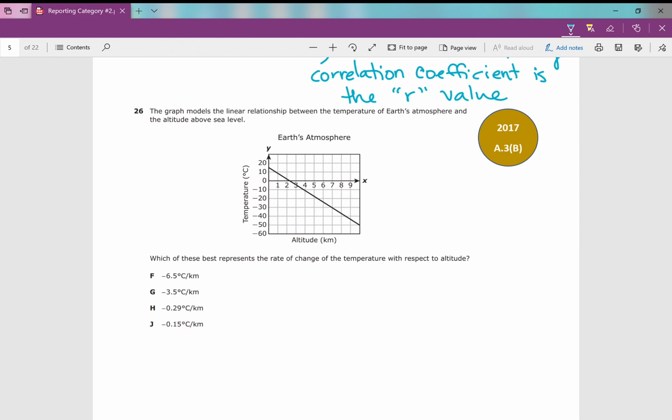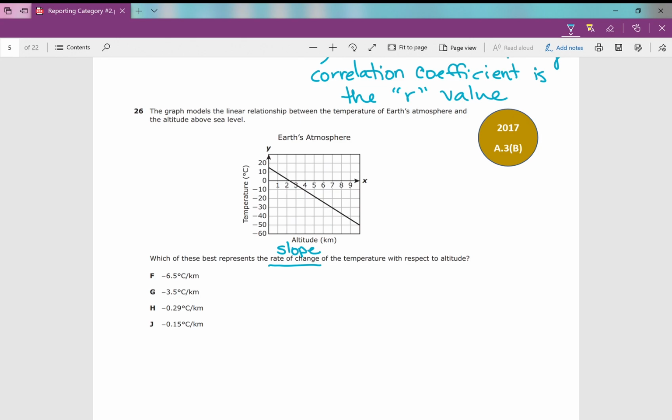The graph models the linear relationship between the temperature of Earth's atmosphere and the altitude above sea level. Which of these best represents the rate of change of the temperature with respect to altitude? So anytime you see rate of change, I want you to write the word slope above it. That's all that means. What's the slope of this? All right, well, let's pick 2 points.